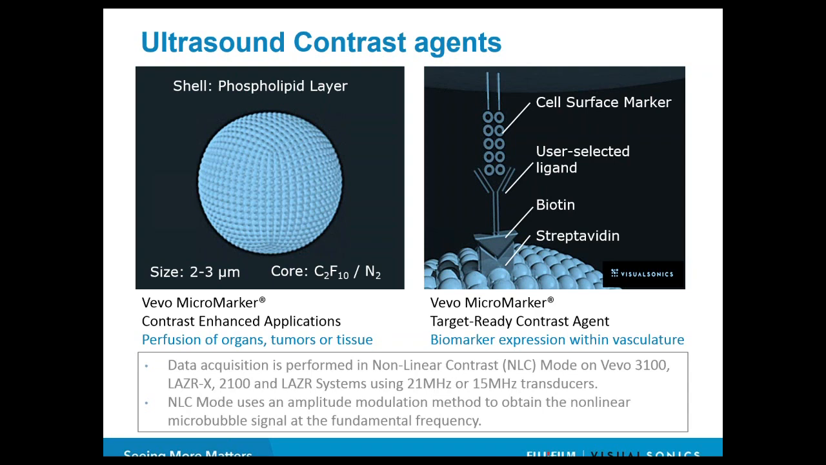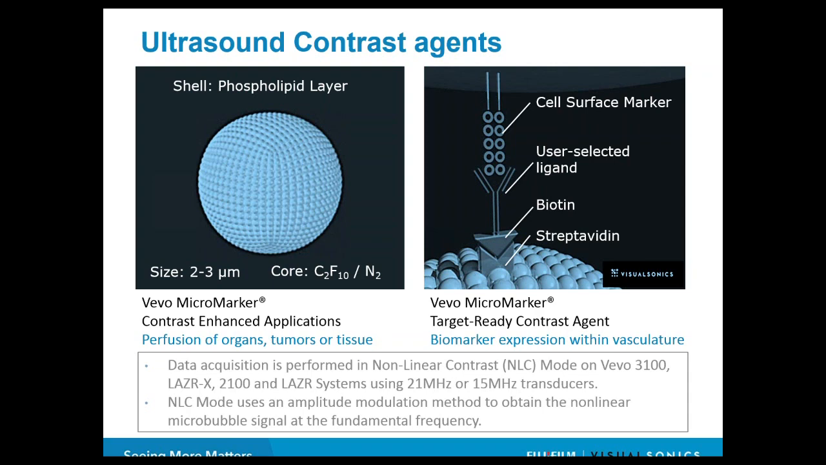And then a nerdy side fact, if you're wondering how we are detecting this specific bubble signal, how the imaging itself is done. In the case of the Vevo systems, the nonlinear contrast mode we apply uses amplitude modulation to obtain the nonlinear microbubble signal, and we are doing this at the fundamental ultrasound frequency. So it's not subharmonics or anything like that we are using, it's the fundamental frequency of the bubble.